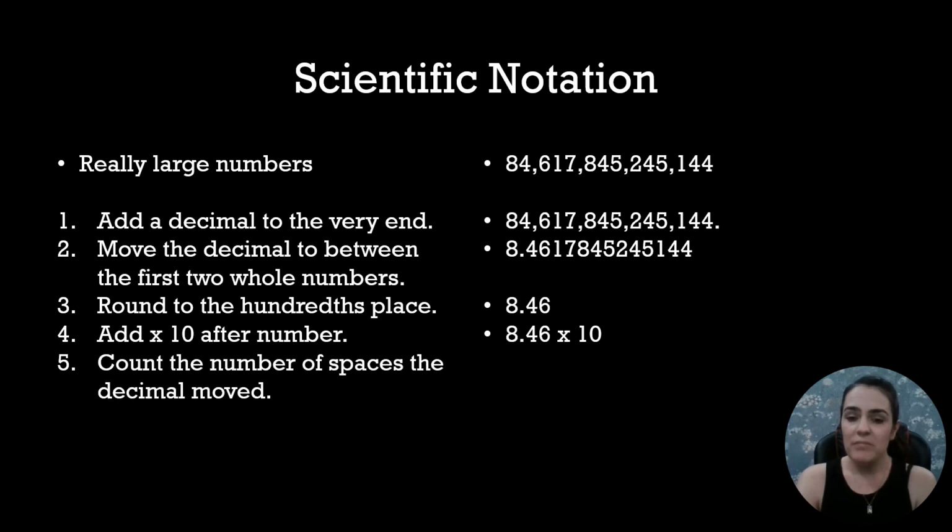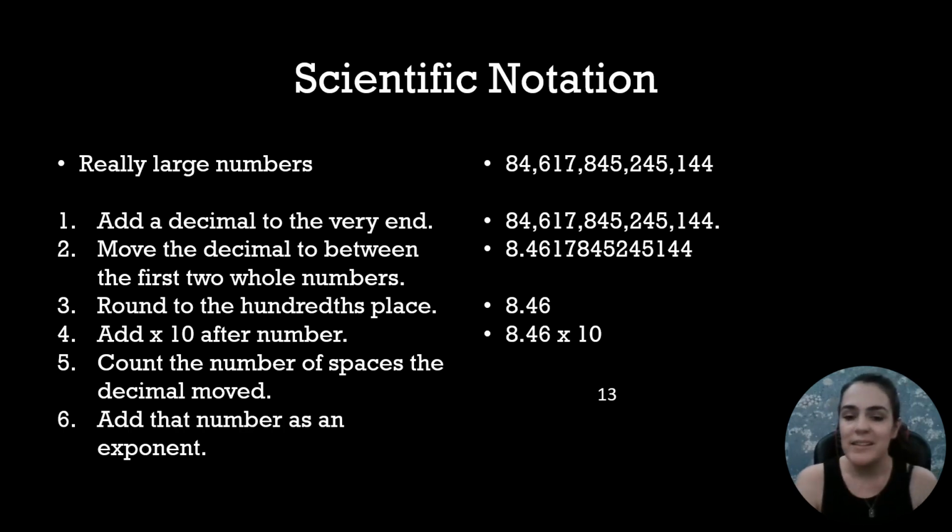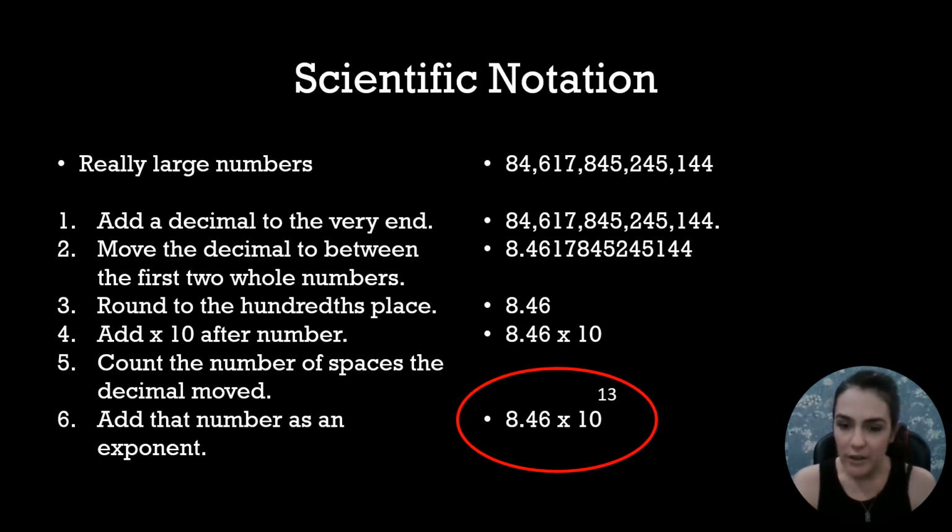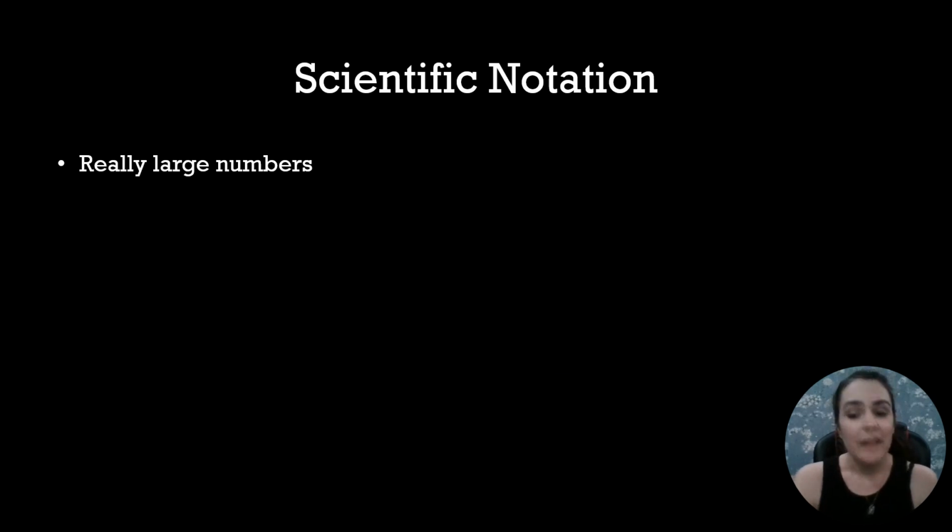Add times 10 after the number. And then here's where the secret comes in. You want to count the number of spaces that the decimal moved. Okay, so it started at the end, and you want to count how many spaces it moved to get to its final location. I counted, and it is 13 spaces from the end all the way to where it is now. You want to add that number to your 8.46 times 10 and add that as a positive exponent. There is your answer. Now on to the next one.